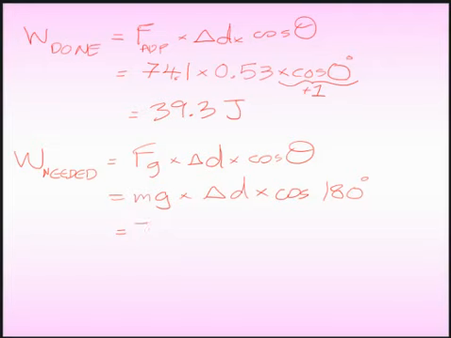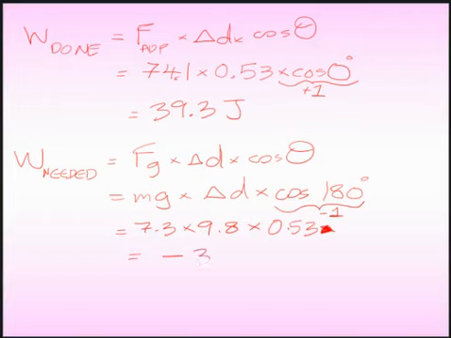So what's m? 7.3 times 9.8 times 0.53 again times what? Oh, no need for times. This is how much? Thank you. So no need for a times sign. That will be negative something. Go for it. 37.9. Also in what? In joules. Finally, we can do the what? The efficiency. So last calculation.